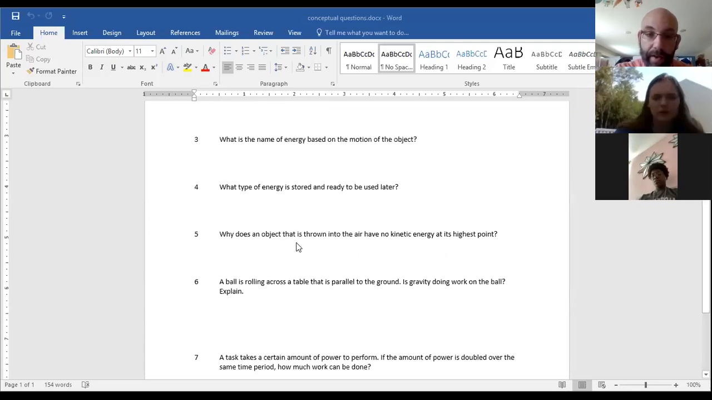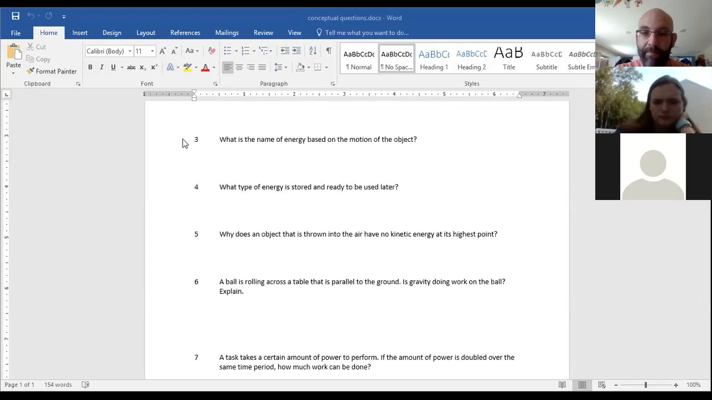Number 5, why does an object thrown into the air have no kinetic energy at its highest point? At your highest point, your velocity is 0. And as we just said in number 3, kinetic energy is the energy based on motion. So if you aren't moving, you have no kinetic energy.